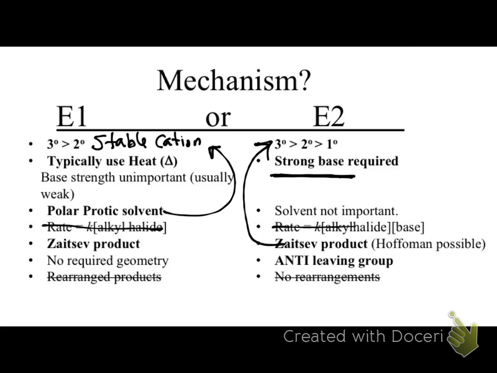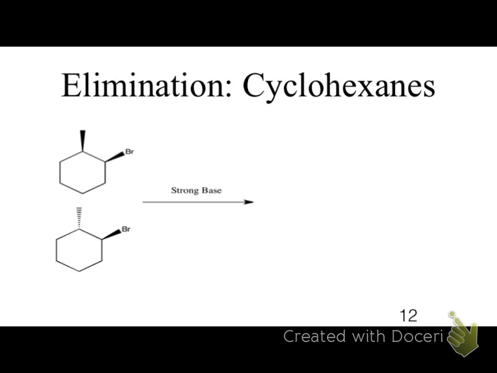We've got our rate again showing up. We will primarily get the Zaitsev's product, but we might see the Hofmann show up as a secondary consideration. And as far as the geometry goes, we absolutely have to have that hydrogen and leaving group anti relationship. If we don't have that relationship, we can't get the E2 elimination, at least as far as you're concerned. Questions about that?